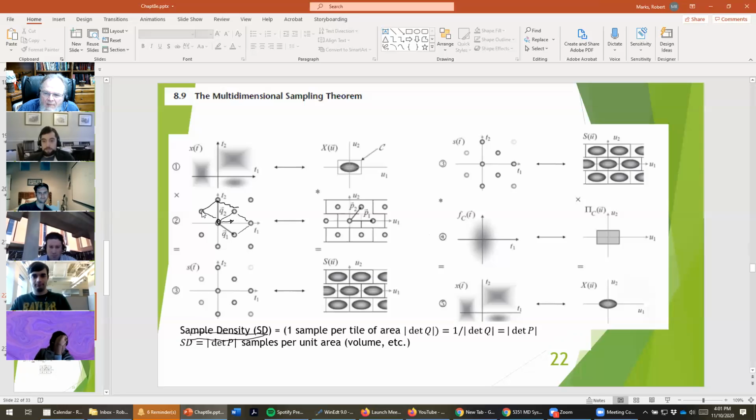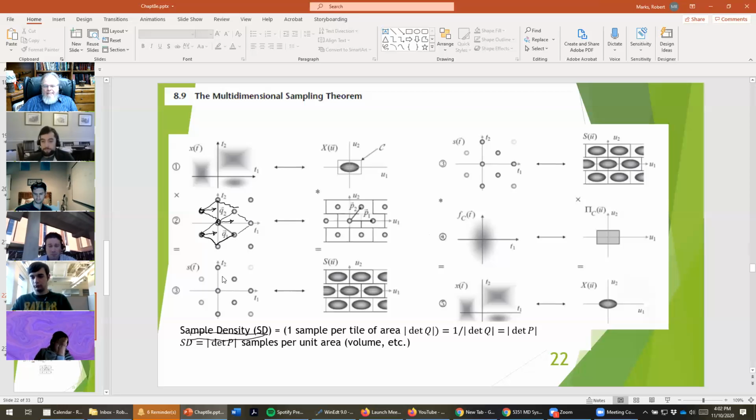Here's another tile. We have one sample associated with this tile. We go down here, we have one sample associated with this tile. So what I'm trying to do is do a one-to-one mapping between the samples and the corresponding tiles. And you can see that we have what? One sample per tile, correct? We have one sample per tile.